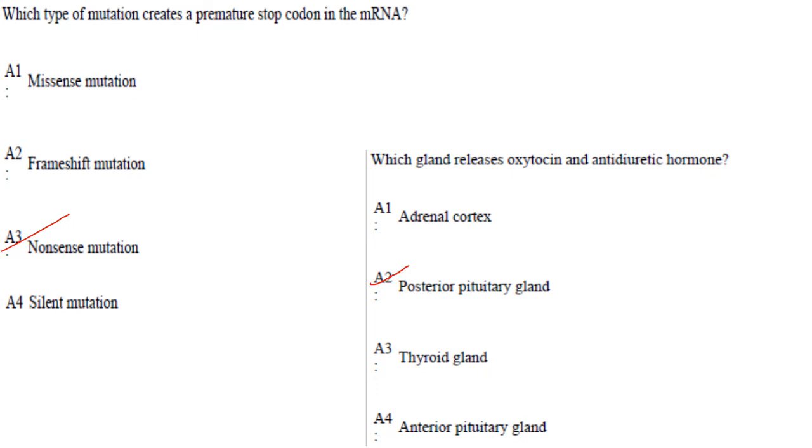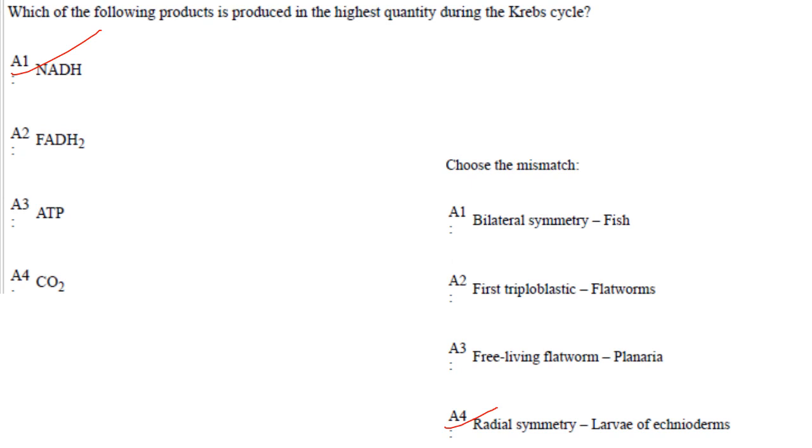The antidiuretic hormone's target organs are kidney tubules and smooth muscles in arterioles. And oxytocin's target organs are uterine smooth muscles and mammary glands. So the answer here is posterior pituitary gland. The next one. Which of the following products is produced in the highest quantity during the Krebs cycle?